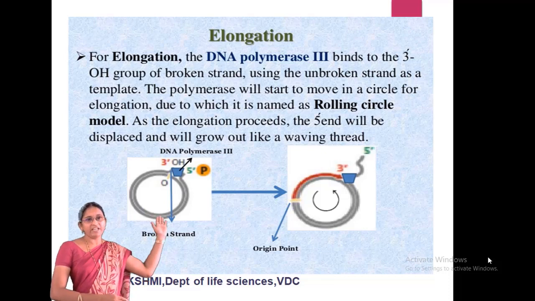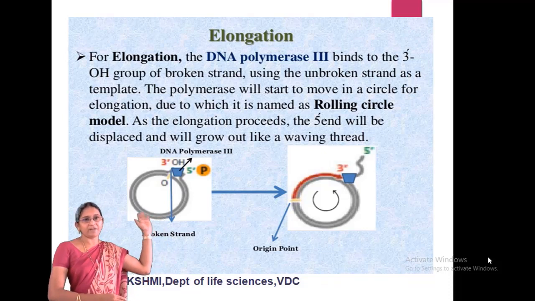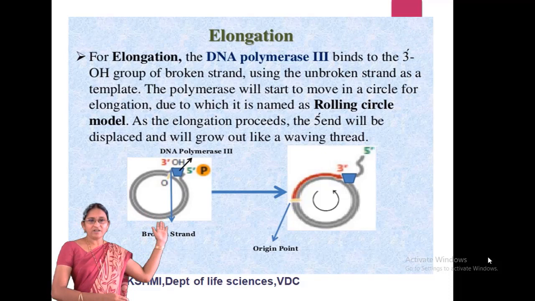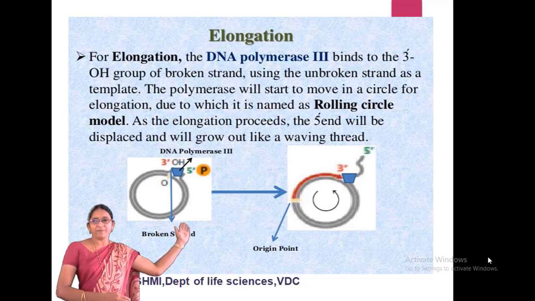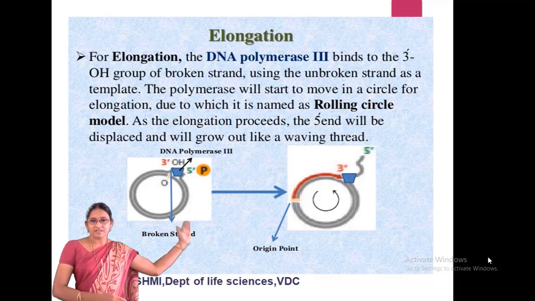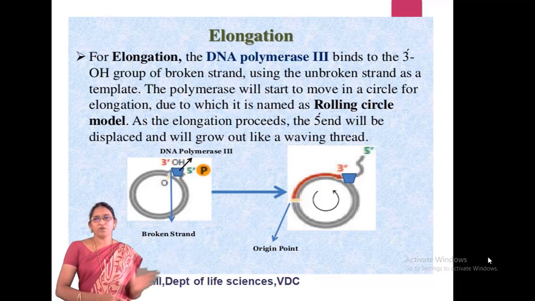So without any help of an RNA primer, DNA polymerase starts synthesis on the unbroken template strand, and the single strand is slowly displaced from this double helical circular DNA molecule like a thread.